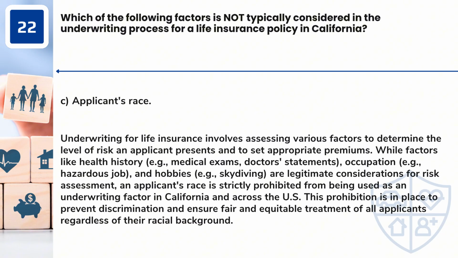Answer: C. Applicant's race. Underwriting for life insurance involves assessing various factors to determine the level of risk an applicant presents and to set appropriate premiums. While factors like health history (for example, medical exams and doctor's statements), occupation (for example, a hazardous job), and hobbies (for example, skydiving) are legitimate considerations for risk assessment, an applicant's race is strictly prohibited from being used as an underwriting factor in California and across the U.S. This prohibition is in place to prevent discrimination and ensure fair and equitable treatment of all applicants regardless of their racial background.